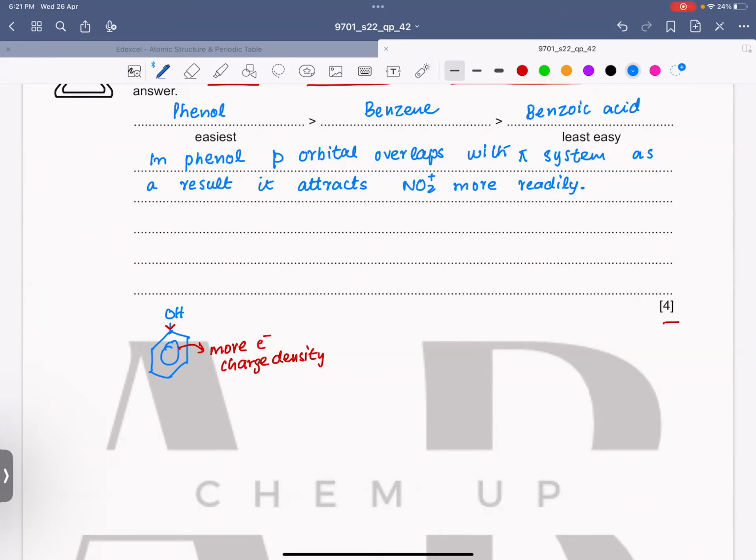Sir, can we say that due to OH being attached on the ring, O increases the negative charge on 2, 4, 6? No, we can say that O donates its electrons into the benzene ring, or the pi system of the benzene ring. Positive inductive effect.